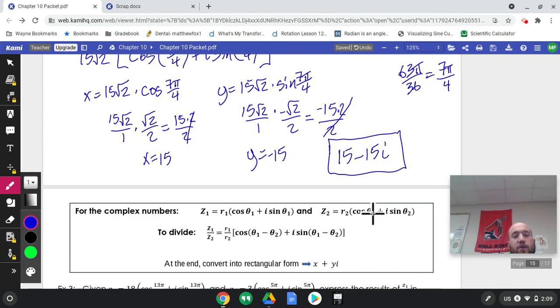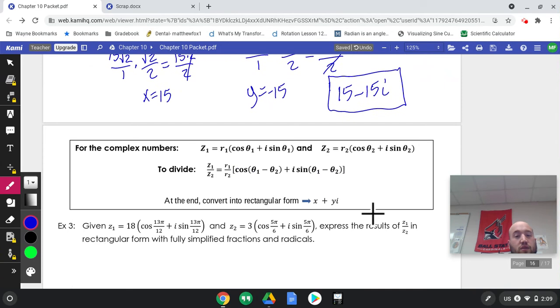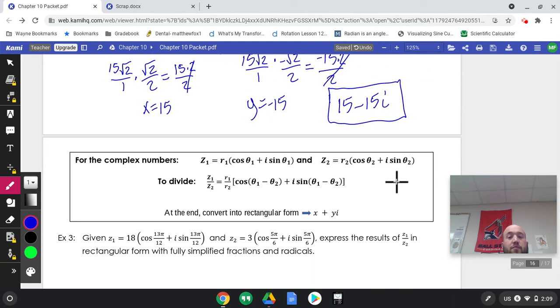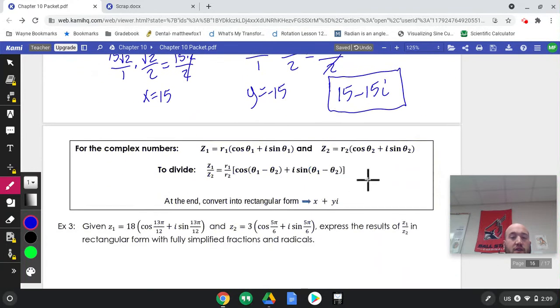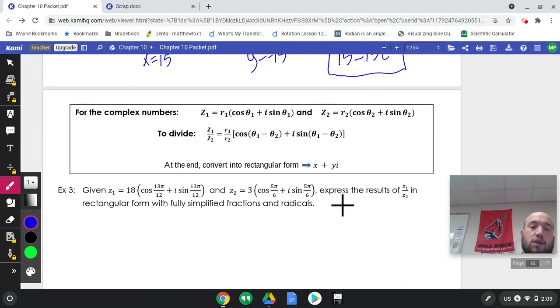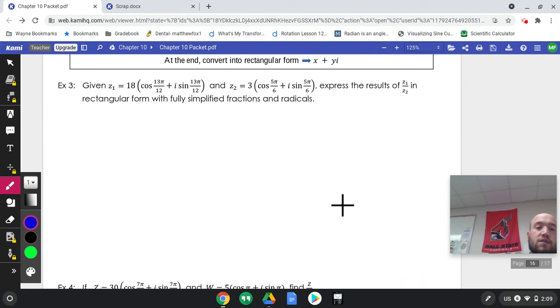All right. Only difference on the back is now we are going to be dividing, and hopefully notice some patterns here. When we're multiplying, we multiply these radii. So instead of multiplying them, since we are now dividing, we will divide them. Okay. Instead of adding, we will subtract. So if we look at number 3 here, same approach, except now we're dividing.